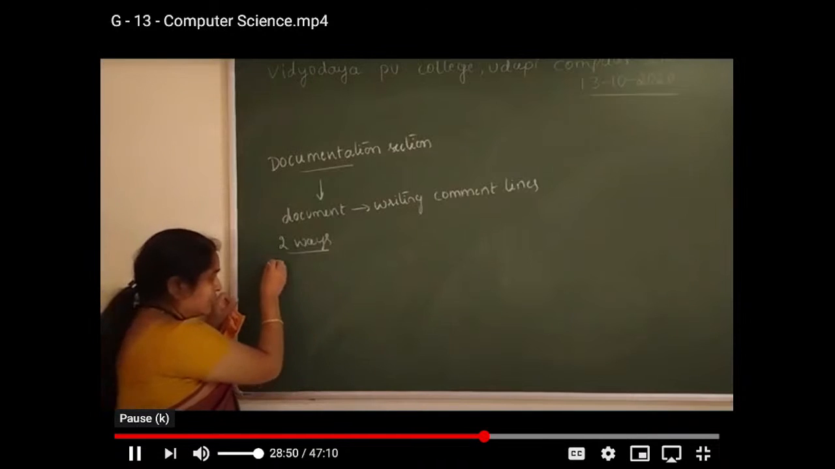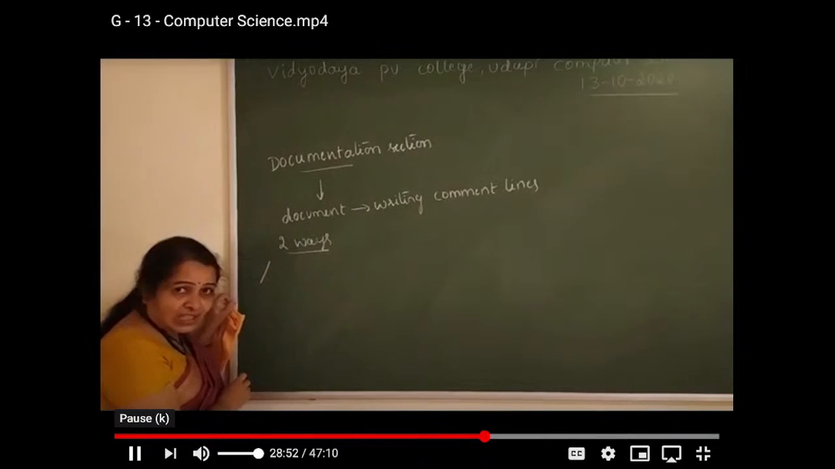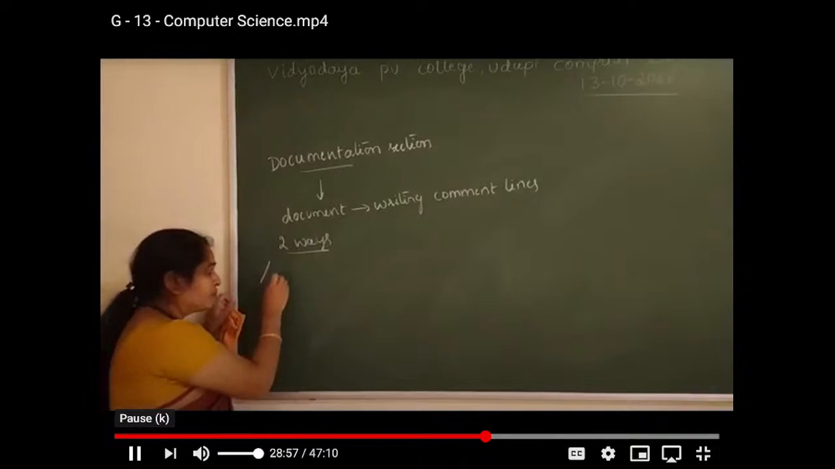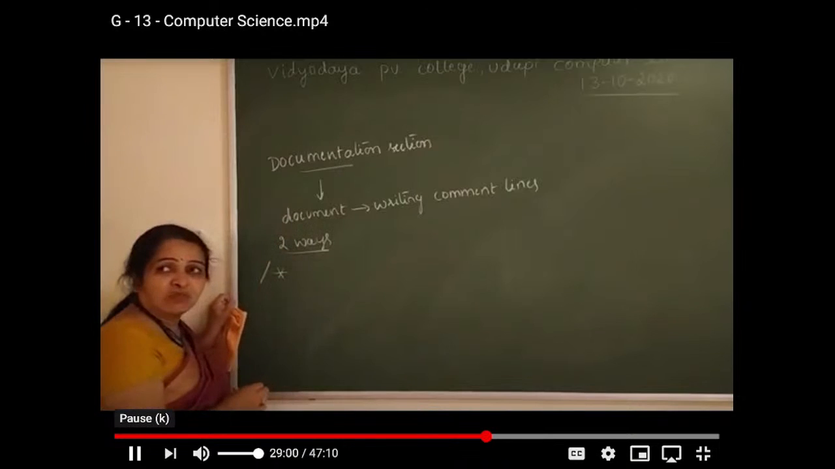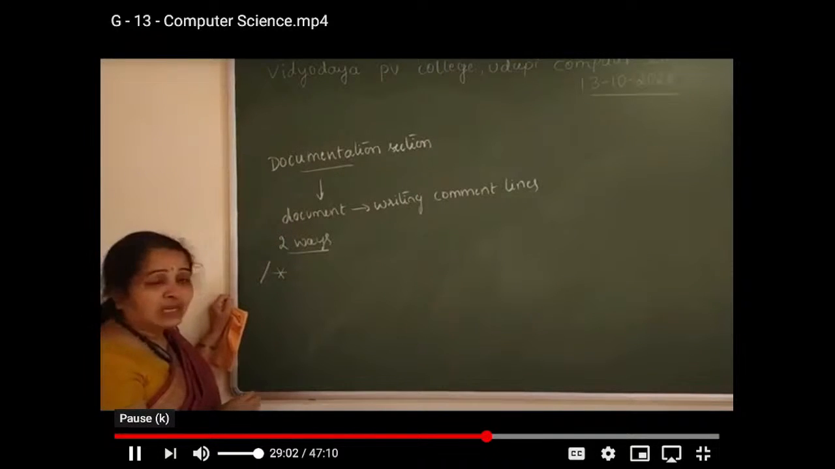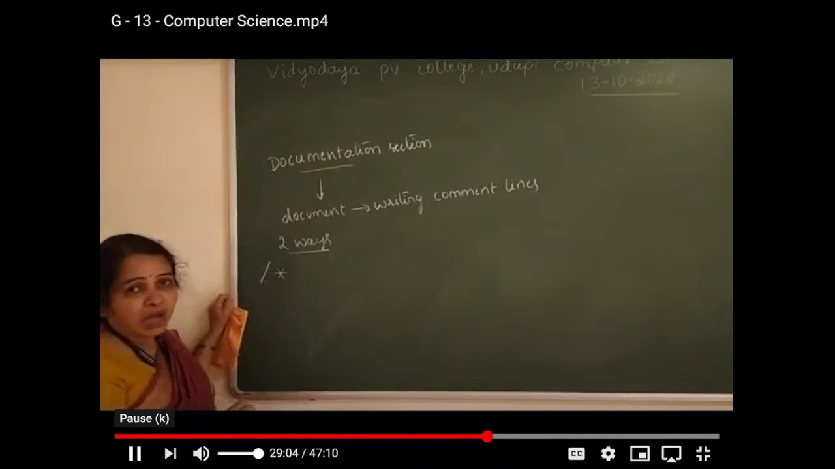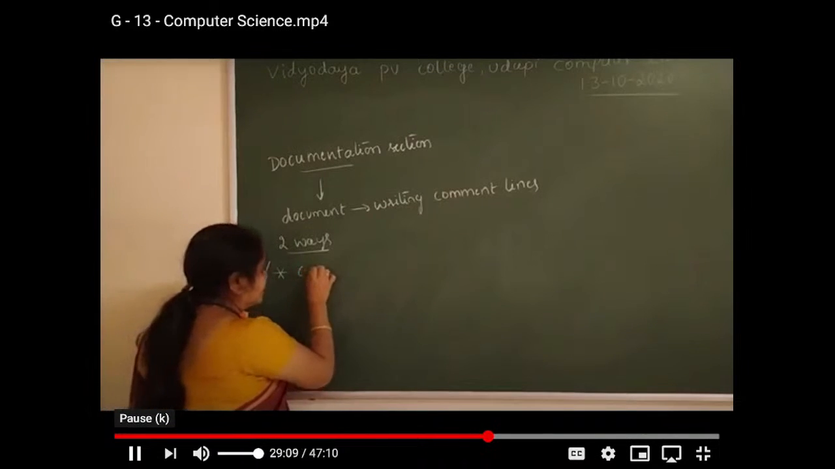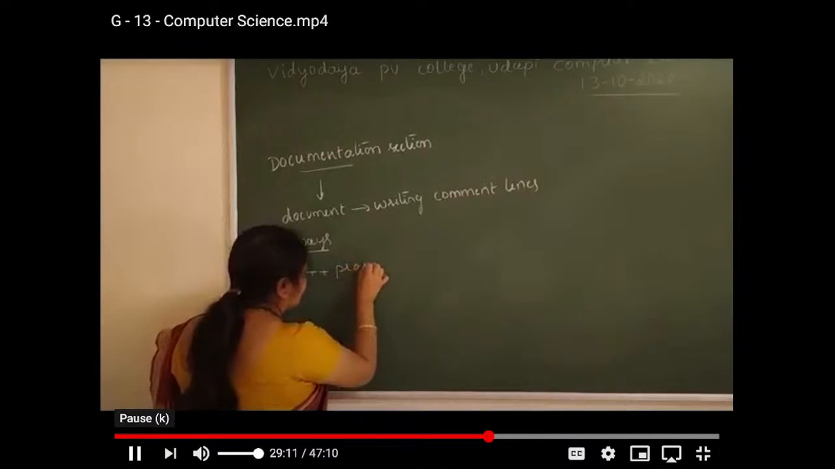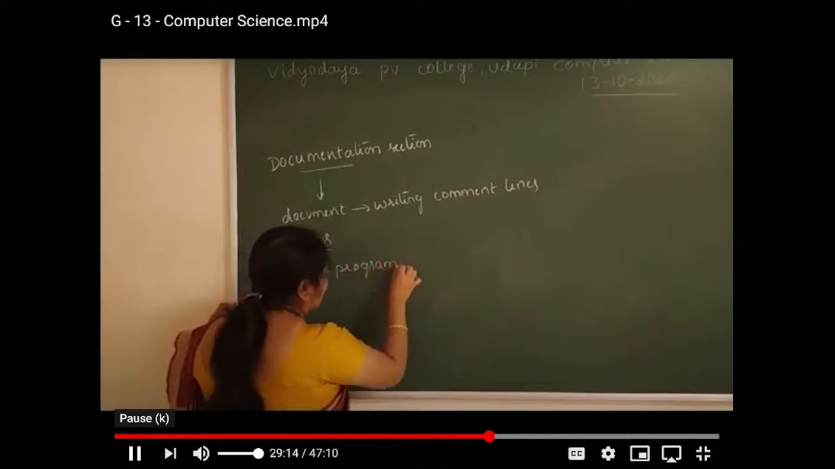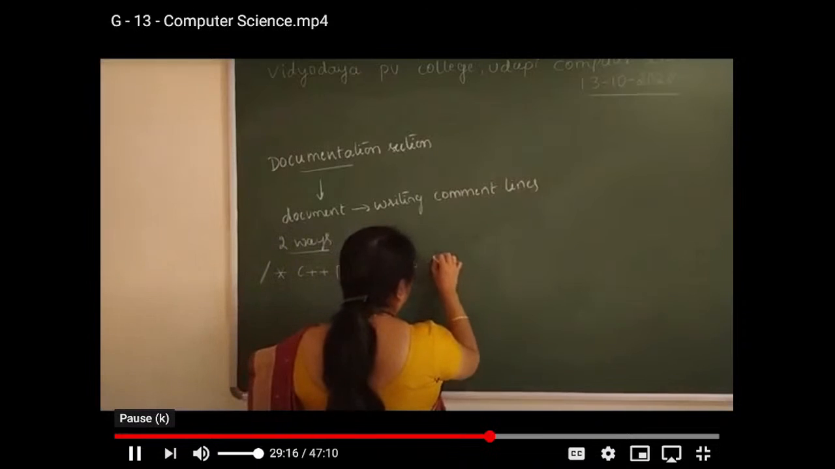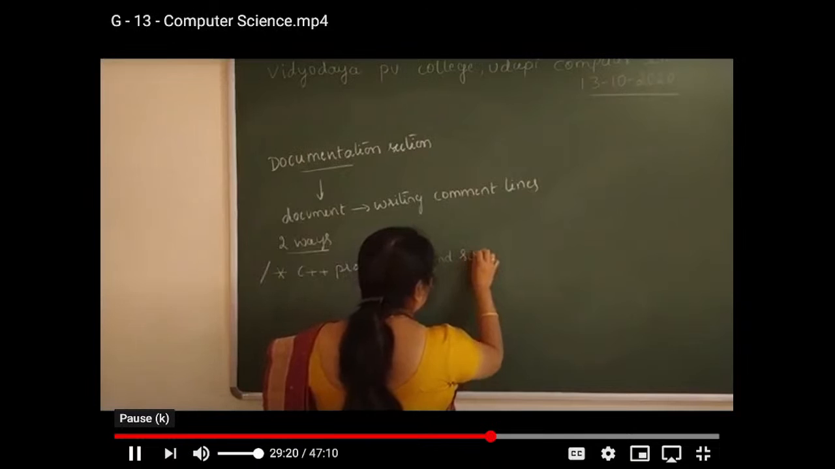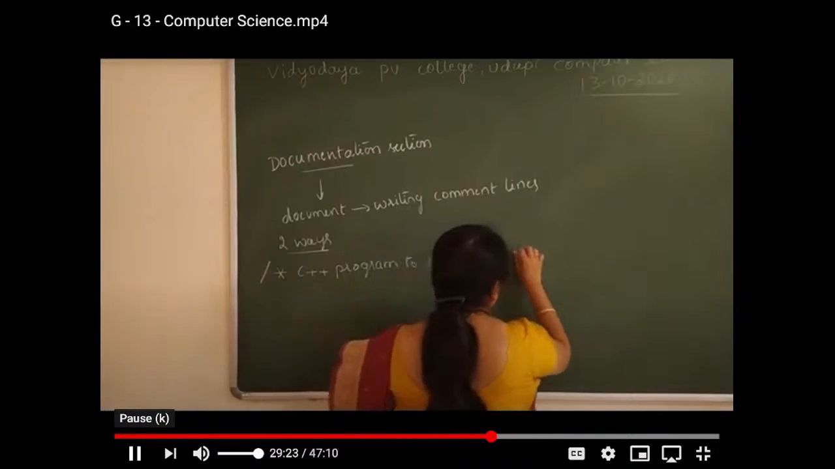How to write it: you have to put a slash. This is the first method. You have to write the asterisk mark. Asterisk means the star mark. Clear? Then you write: C++ program to find sum of two numbers.